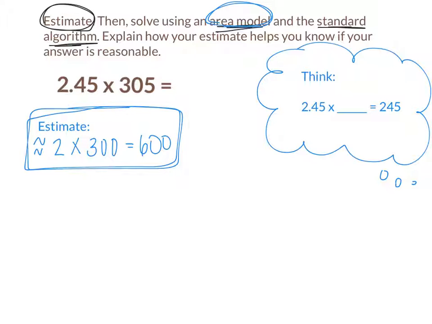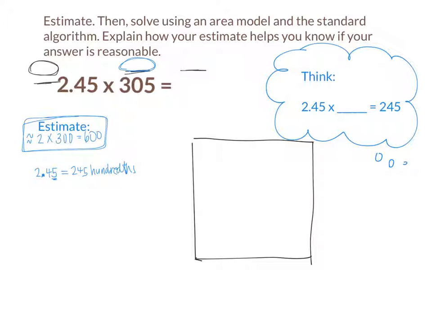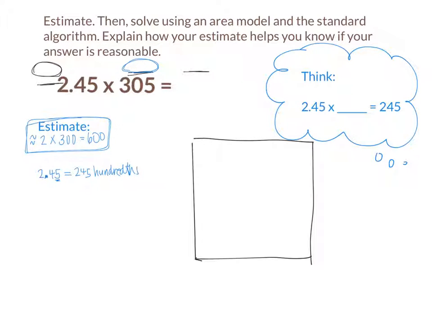Now it says to draw an area model. Okay, for an area model, I can think that 2.45, let's rename those units. If I get rid of that and I just want 245, what would the unit be? 245 what? Hundredths. Okay. Good. So then if I'm going to draw my area model, let me make this a little bit smaller so we have more room for our area model. So one of my factors is now 245 hundredths, right? So how can I break up 245 hundredths to make it easier to make my area model?